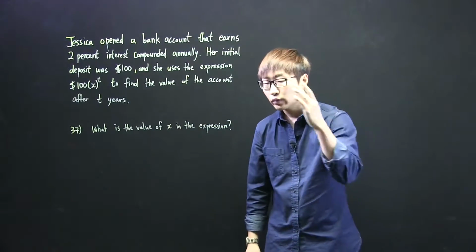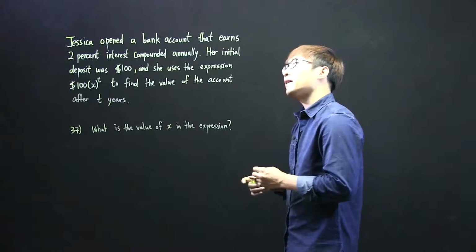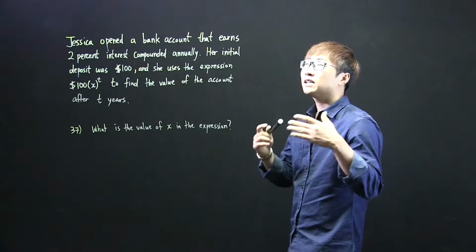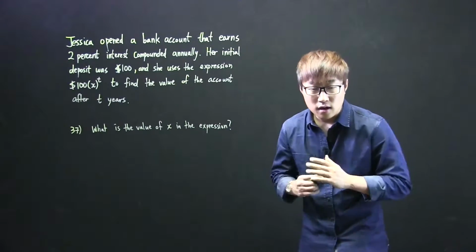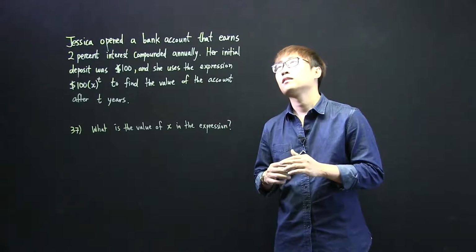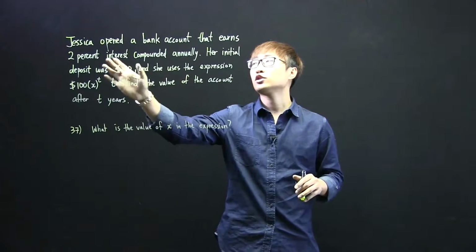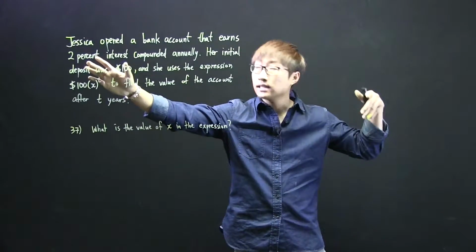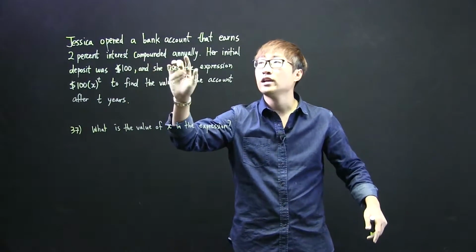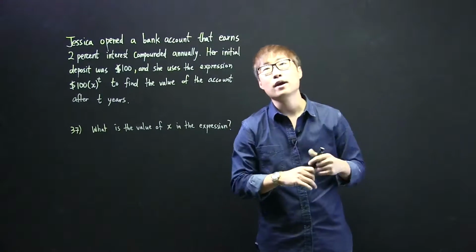All right, so let's read this one more time carefully. Jessica opened a bank account that earns 2% interest compounded annually. All right, what does that mean? It means she has an account that gives her 2% extra as interest every year, right? And it's compounded. What compound means is this.